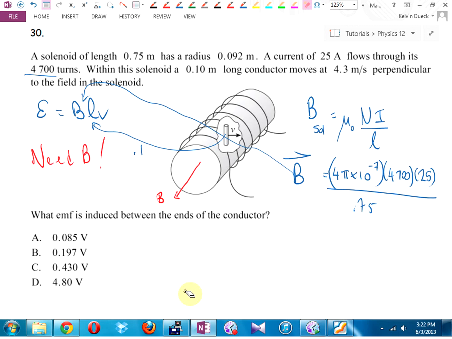By the way, we never pointed our thumb in the direction of the magnetic field. That's this one. The magnetic field is fingers, yes.